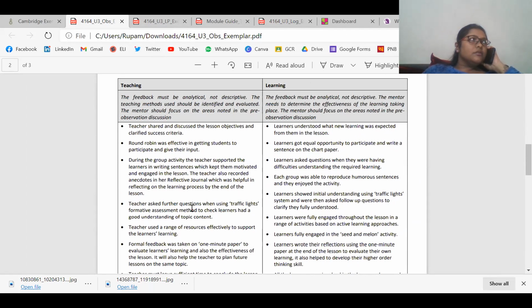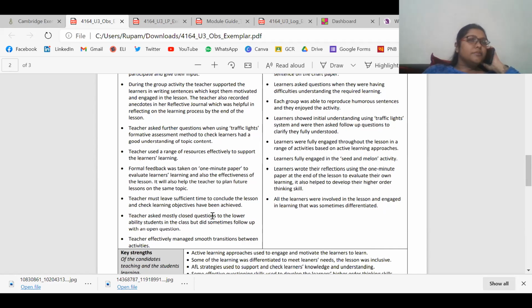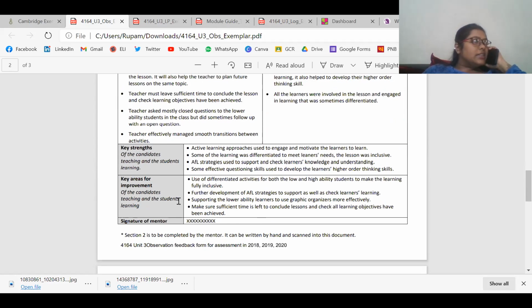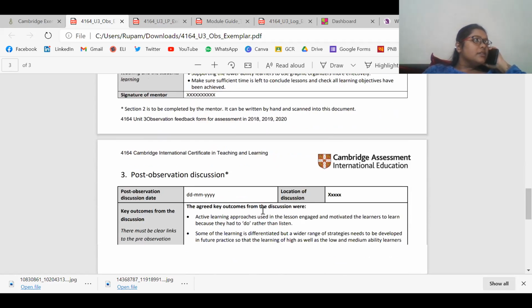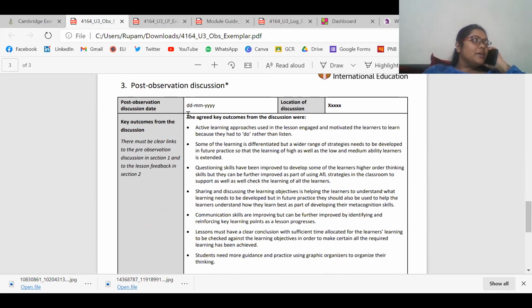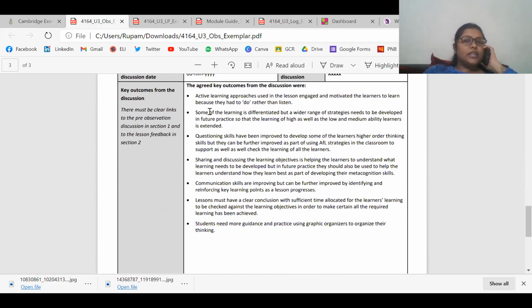And here, what the teacher is doing is mentioned over here. What are the key strengths of the teacher? What are the areas of improvement? All this has to be filled by the mentor. And then this is the post-observation discussion, wherein you as a candidate, after discussion with the mentor, are going to be filling up the forms.